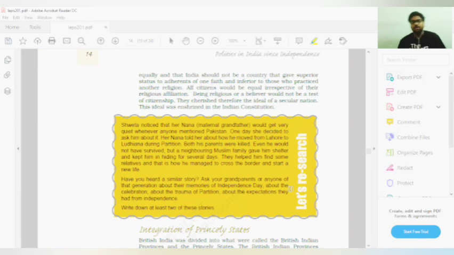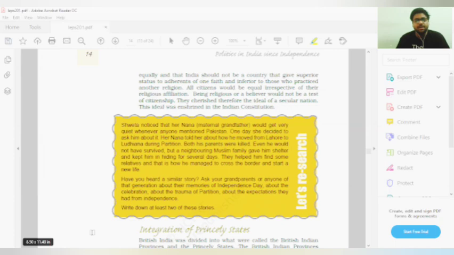So the first topic we discussed is how the partition and displacement were a challenge for both the countries. There is a topic given for our research. I would like all of you to discuss with your parents, grandparents, or if you have a grandfather or grandmother today, ask them what they felt during the partition and what their situation was during the partition.